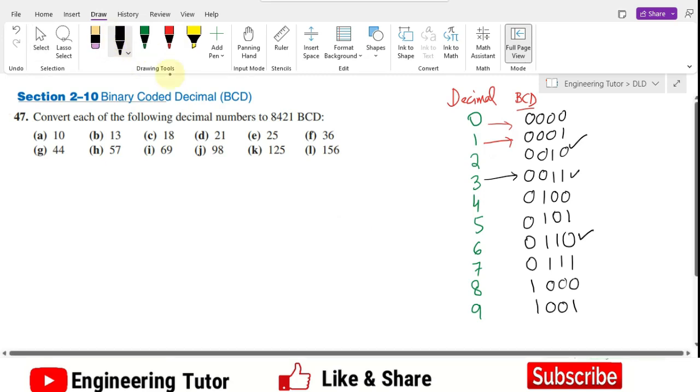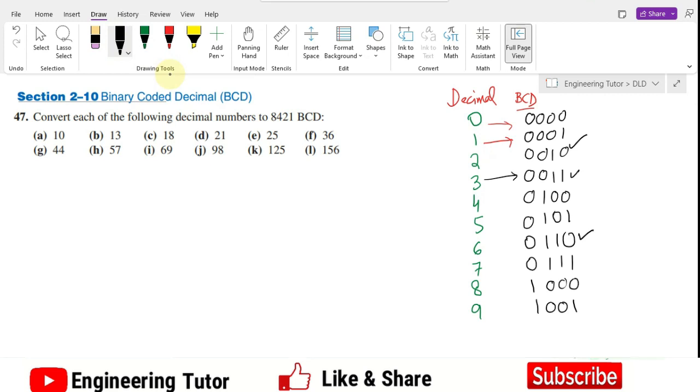Welcome back, guys. This is the remaining part of question number 47, in which we have solved all the numbers composed of 2 digits and the decimal numbers composed of 2 digits. Today we are going to solve the 3-digit numbers, and a similar approach will be used for numbers with more than 3 digits.